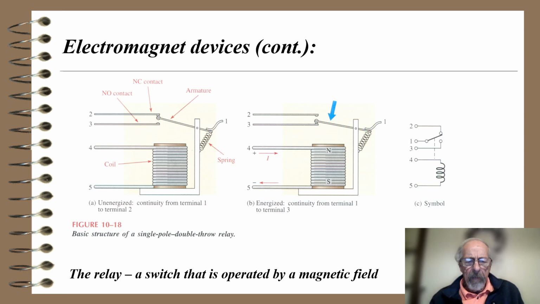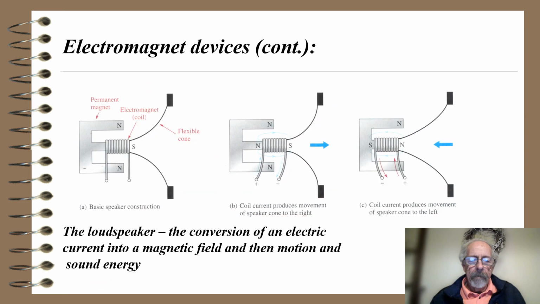So 1 is the common lead, and right now it's in the normally closed contact. 1 is connected to 2. When I energize the coil, the armature gets moved down, it's magnetic, and now the connection between 1 and 2 is opened, and we have a connection between 2 and 3. And the symbol is on the right-hand side there.